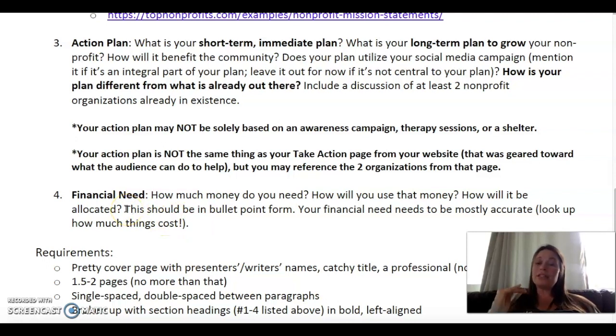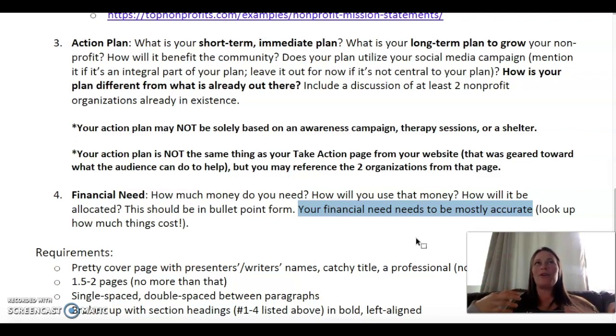Your financial need needs to be in bullet point form because think about it. Do you want to see a bunch of numbers spelled out in a paragraph? Nobody wants to read that. Instead, give us a bullet point list of your financial need, okay? Again, your financial need needs to be mostly accurate, okay? I'm not going to necessarily fact check you if you're a couple dollars off, okay, or if you're 20 bucks off. And you're welcome to have kind of a $20 buffer in there for each item.